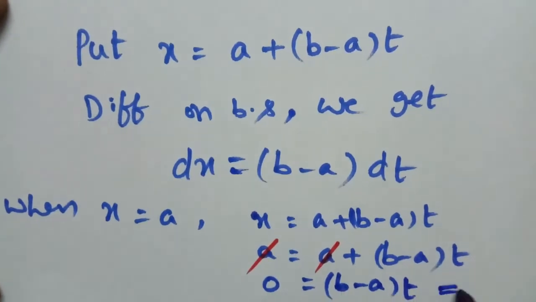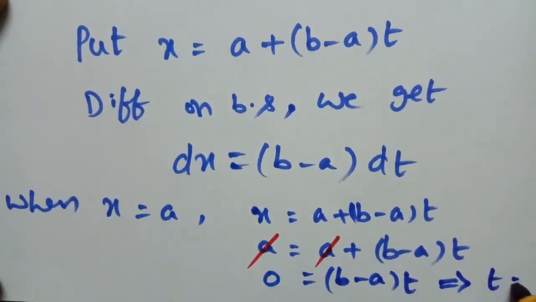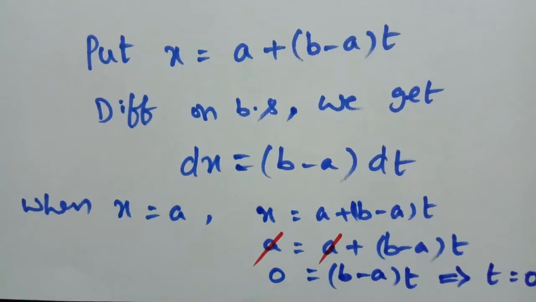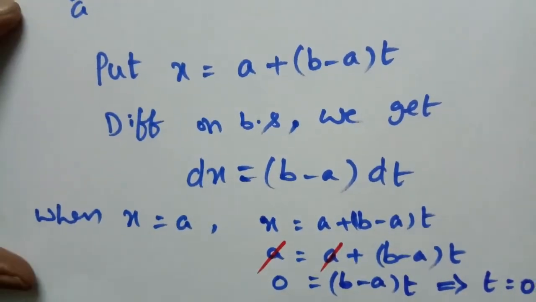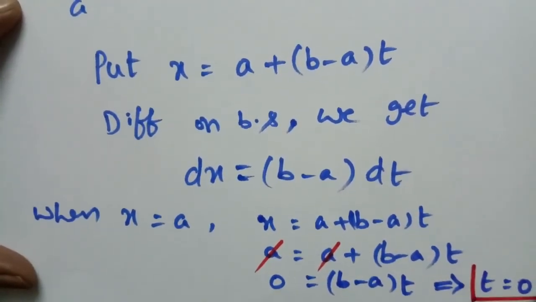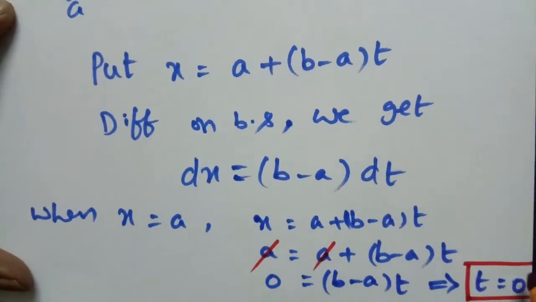Therefore that implies t is equal to 0 by b minus a. Therefore t equal to 0 when x is equal to a.